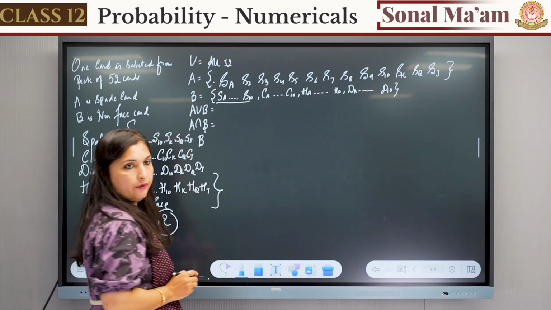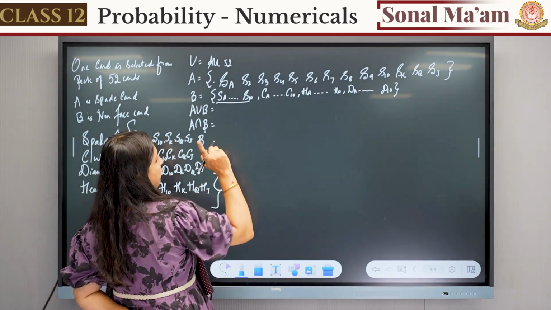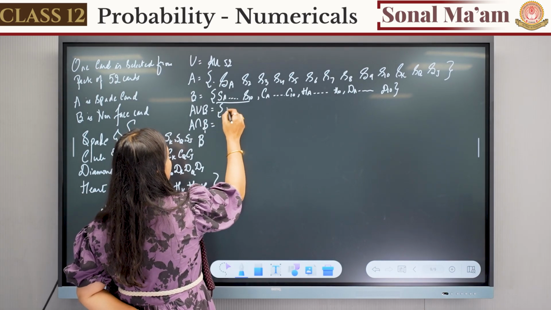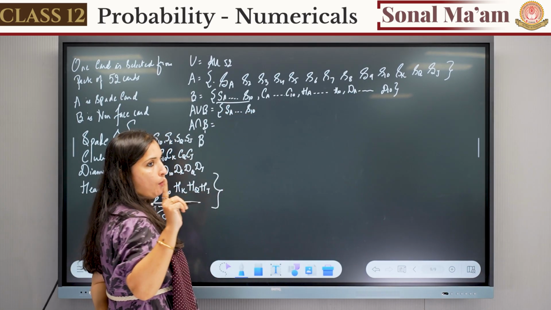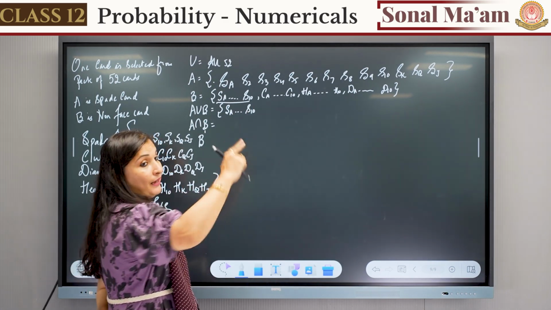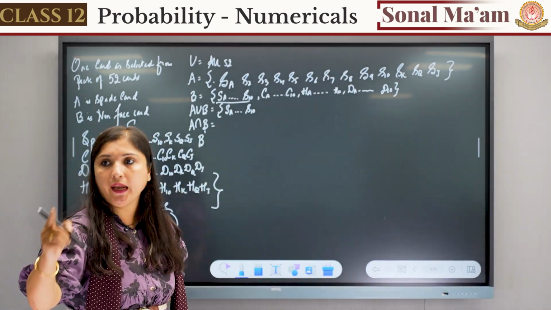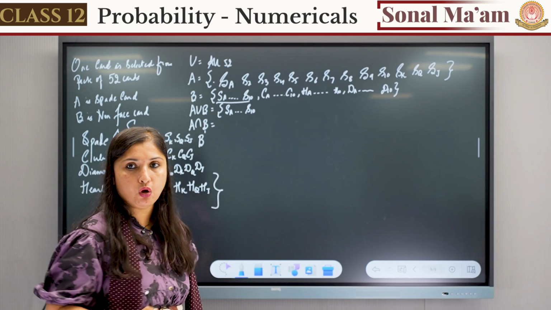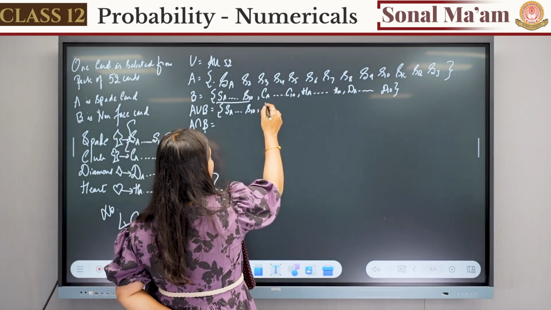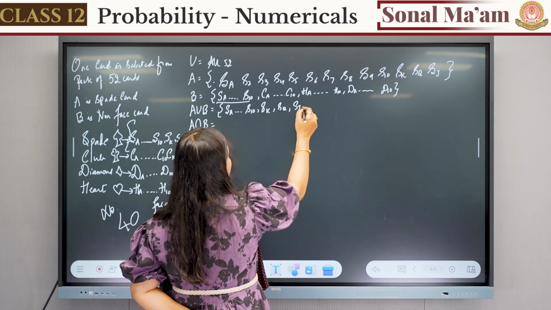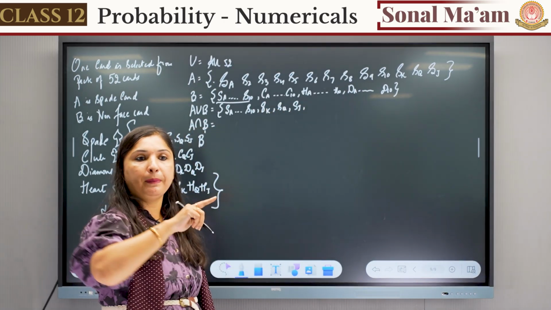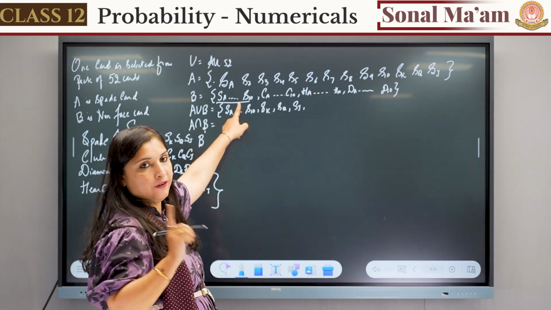This portion is common, right? Yes. So this we will write only once. SA till S10 is common, we will write it only once. But we have spade king, queen and jack also, so that will also be there: SK, SQ, SJ. What else will come? All the B part. Only this part we should not write again.